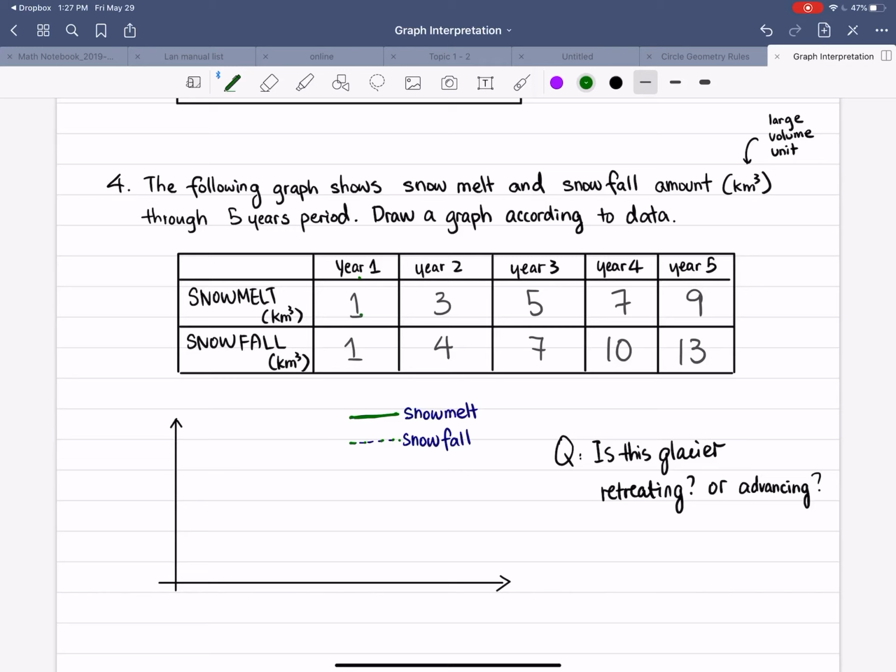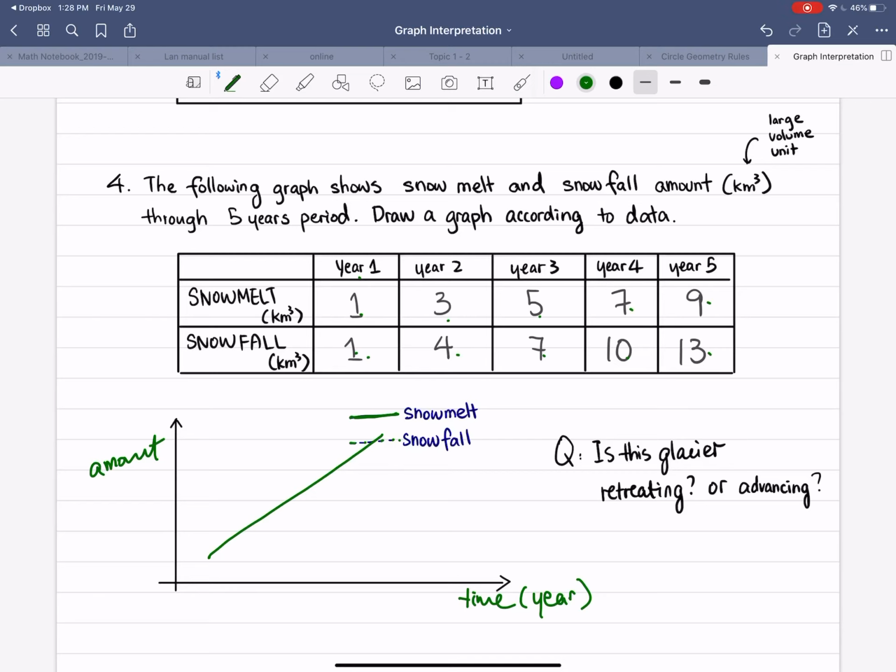So you see 1, 3, 5, 7, 9. Okay, so it's basically steadily increasing snow melt. And snowfall, however, is increasing too. Year is time, and this is amount, okay? The solid line represents snow melt, the dotted line represents snowfall. So snowfall is increasing too, but which one is increasing faster? More snow is falling or more snow is melting?